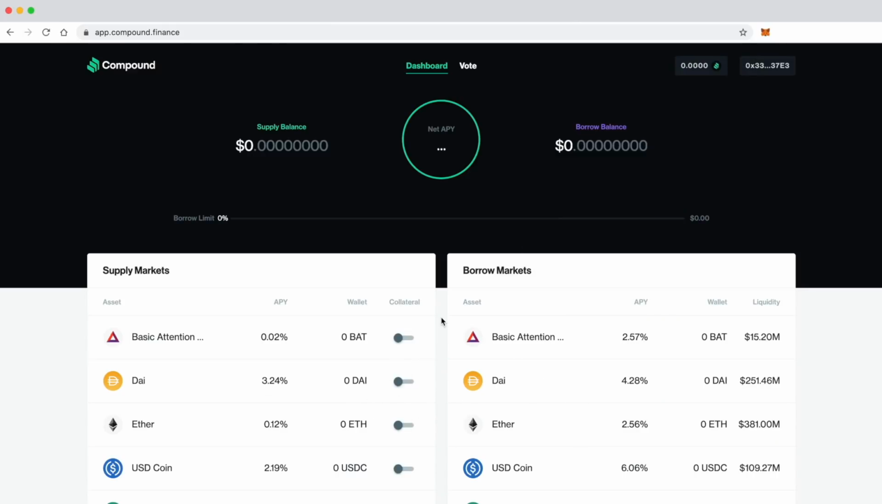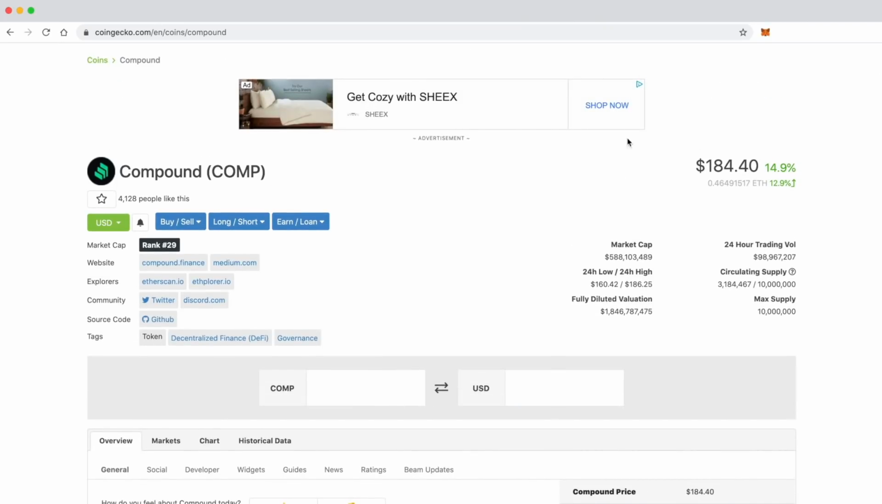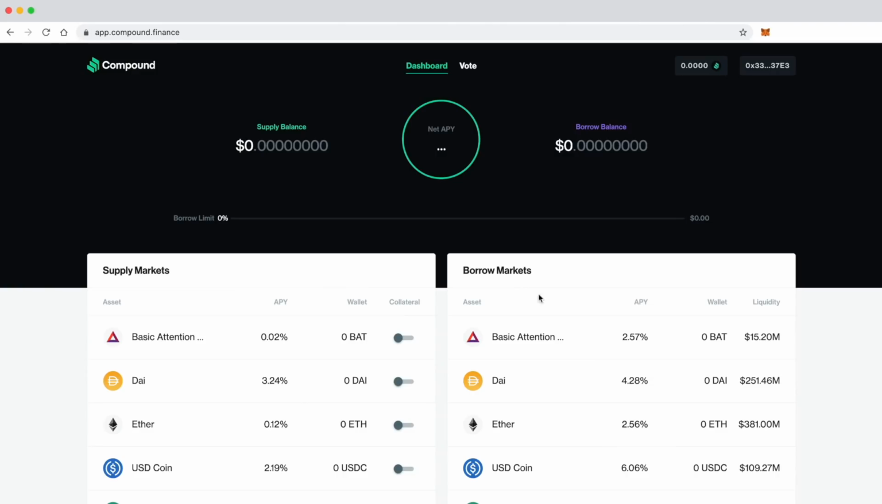But one of the reasons Compound is so important is because they were one of the first to introduce liquidity mining, which basically means they introduced their COMP token, all right? And they started issuing these COMP tokens as a way to incentivize people to start using the protocol. So this is kind of like an ICO, but a little bit different. Instead of buying the token on an exchange, you could just start supplying your funds to the Compound protocol and also borrowing funds from it. And as long as you were doing that, you would earn COMP tokens.